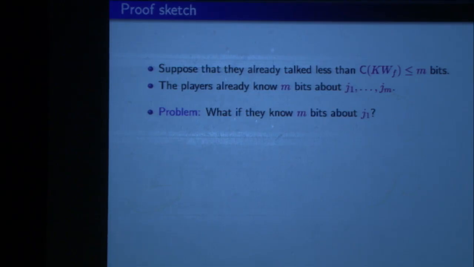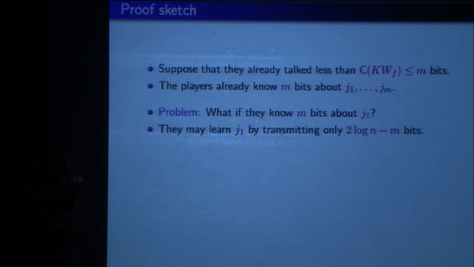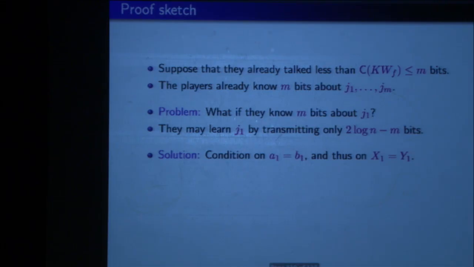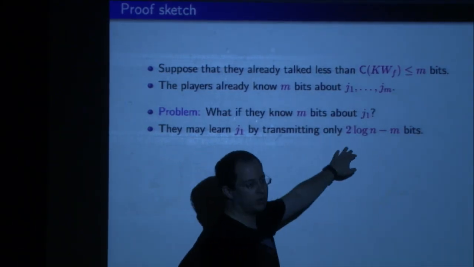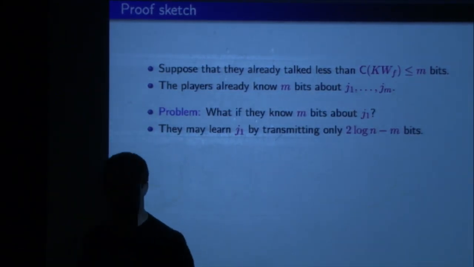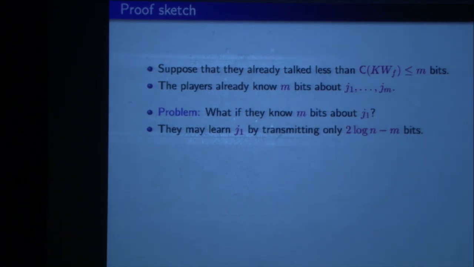And this means that they potentially can learn J1 in the second stage by communicating only 2 log n minus m bits of information. And this is a problem because if they learn J1 in the second stage by transmitting 2 log n minus m bits of information, I mean, they won. It means that in general, they only communicated 2 log n bits during the whole protocol. And this is not the lower bound we are trying to prove, right? We want to prove 2 log n plus the complexity of f.